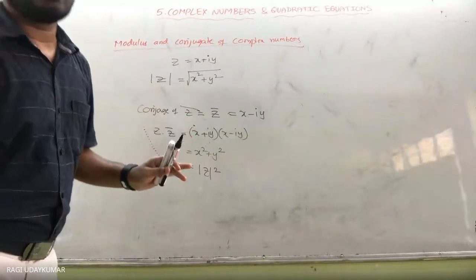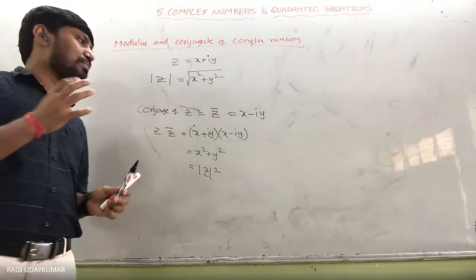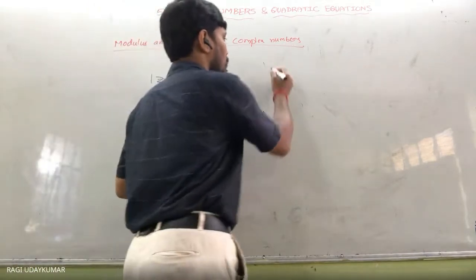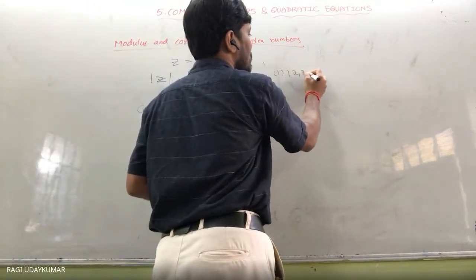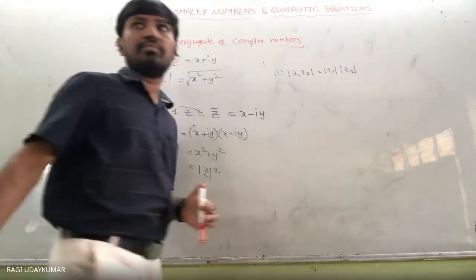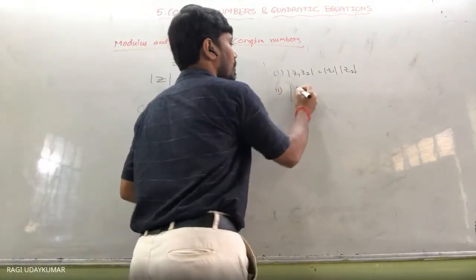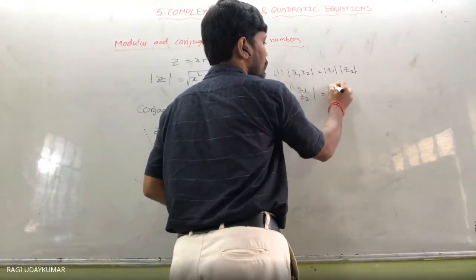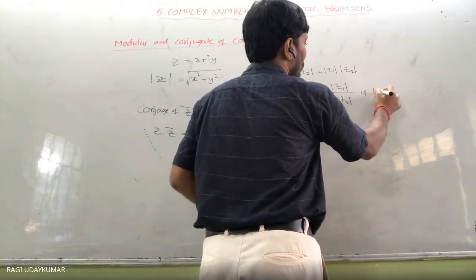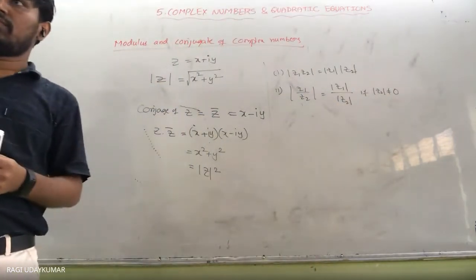What are the main things you have to remember here? These are some main properties of complex numbers. Whenever you are taking the product of two numbers, modulus of z1 z2 is equal to mod z1 mod z2. For division, modulus of z1 by z2 is equal to mod z1 by mod z2, if modulus of z2 is not equal to 0.